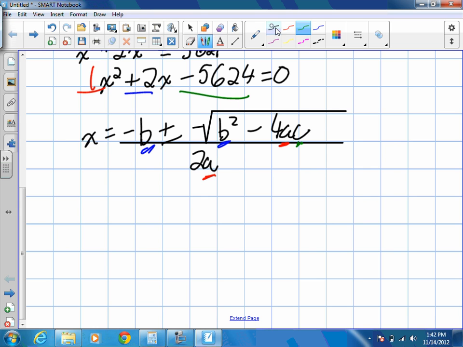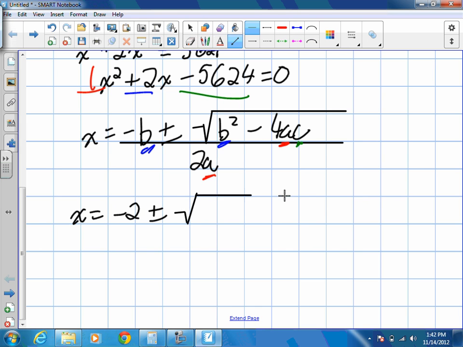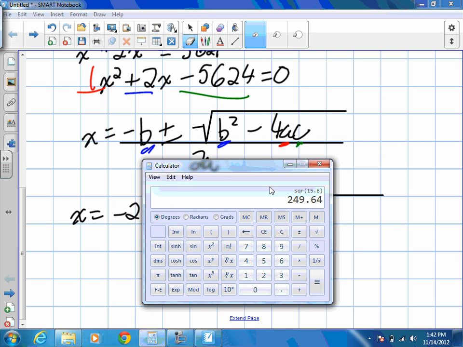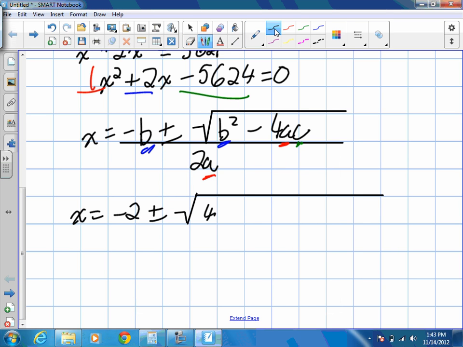So let's plug these in. x is equal to, when we put b in, negative 2 plus or minus the square root of what is 2 squared? 4. Good. And we're going to figure out if we're going to add or subtract. 4 times 1 is 4, and then times negative 5,624 is going to give us 22,496.